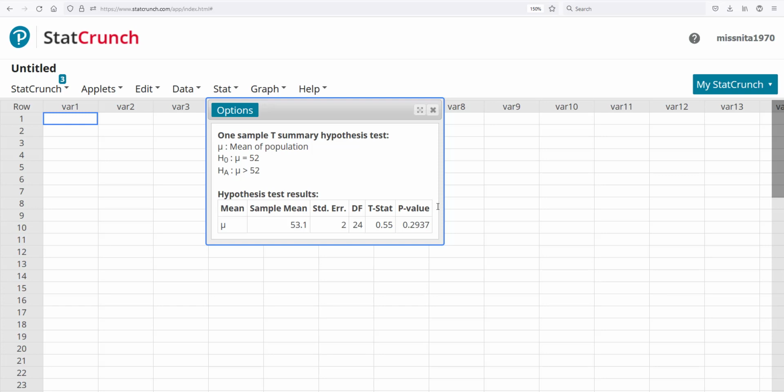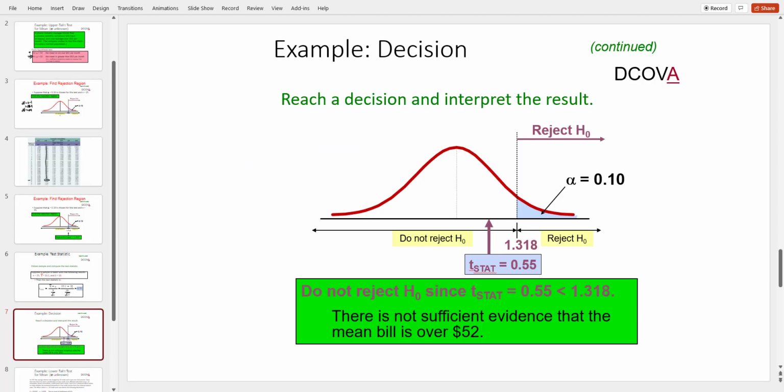So in this case, our p-value is 0.2937. We compare that with our level of significance, and it will be higher than our level of significance. As you can see, if I go back, we tested this at 0.1. So my p-value is 0.2937. This is higher than 0.1. So if the p is high, the null must fly. That means you do not reject the null hypothesis. That's the same conclusion that we got here when we did it with the t statistic.